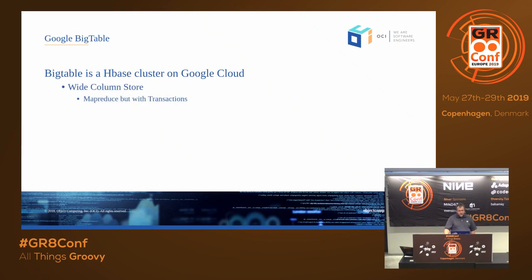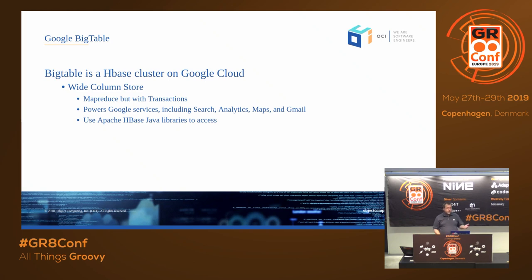It's meant to do MapReduce operations, but you have transactions on it, so they've added their own kind of sugar on top of it. And this is really the storage mechanism: the HBase service on BigTable powers all these Google services that they use. So they eat their own dog food, right? Analytics, Maps, Gmail, all these things are using this underlying storage system. So you know it will scale. And they were nice enough, even though they made a special version of this, that you can still use the Apache HBase Java library to use it.